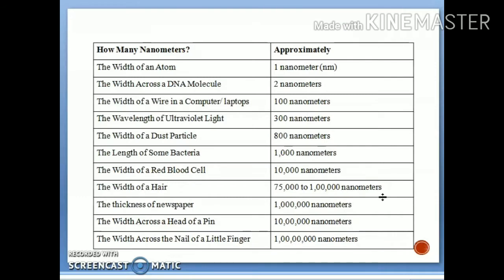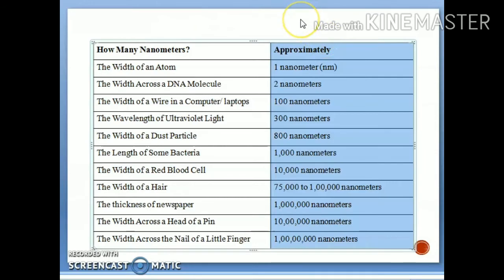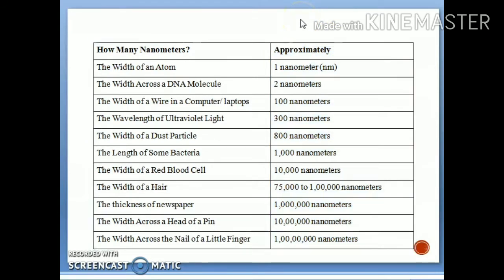So if we consider the different particles or different constituents, we can easily distinguish the size of the different atoms, as I mentioned on the left hand side of the table, and on the right hand side I have taken the approximate dimension of that particular atom. So first is the width of an atom. The width of an atom is around 1 nanometer.